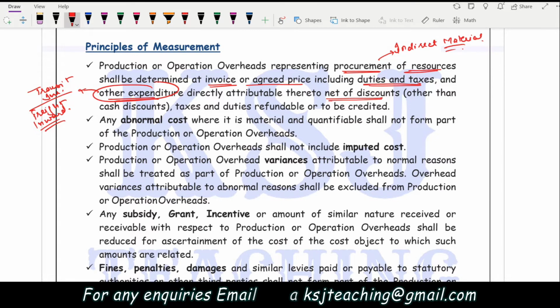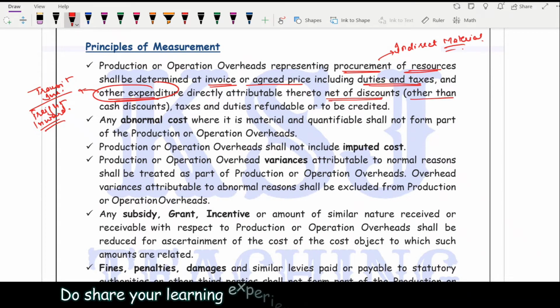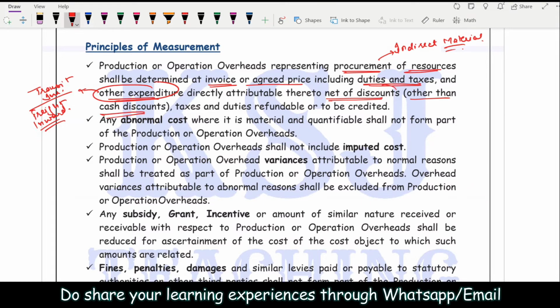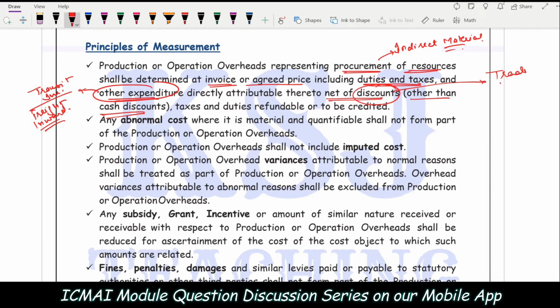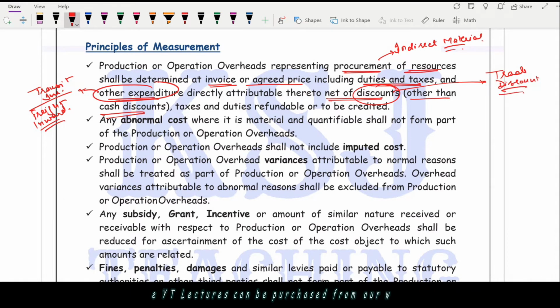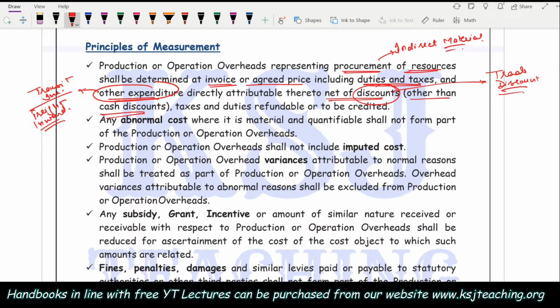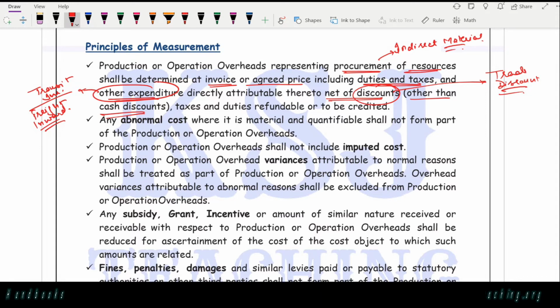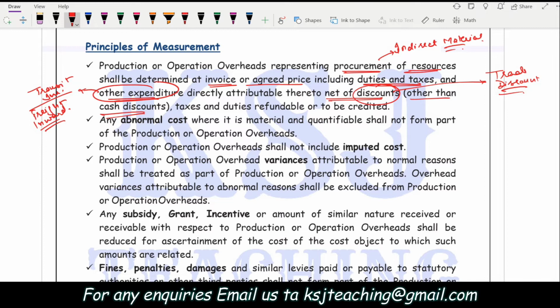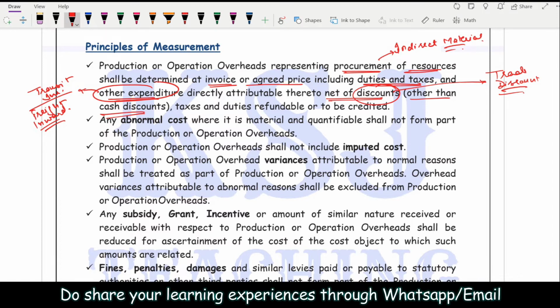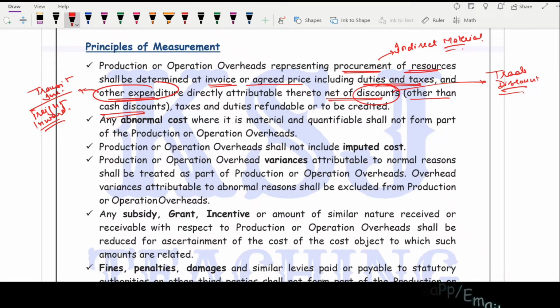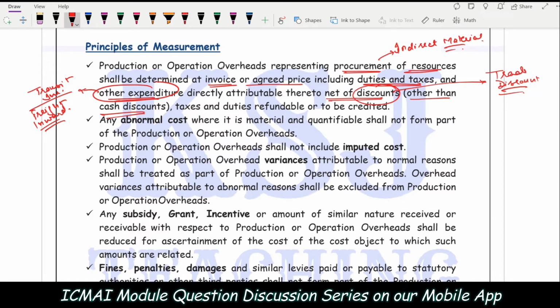That means if you are getting a trade discount, it is given other than cash discount. Which discount are we talking about? The trade discount here, not the cash discount. Sir, why not cash discount? Because cash discount is based on the payment, right? That if you make payment within these many days, we will give you a discount. So this is an afterward discount. What we are talking about here is net of discount, meaning net of the trade discount. Clear?